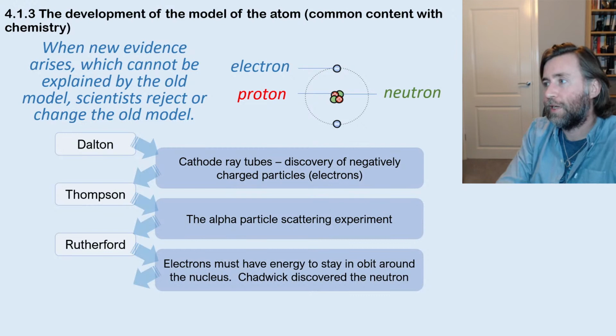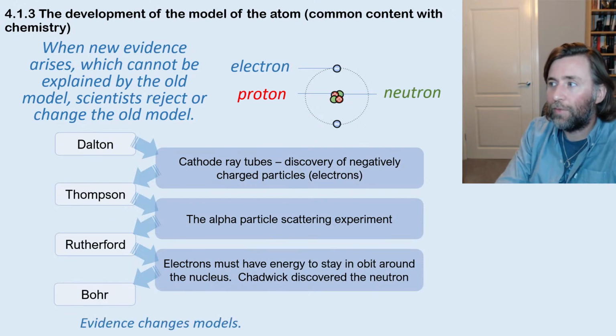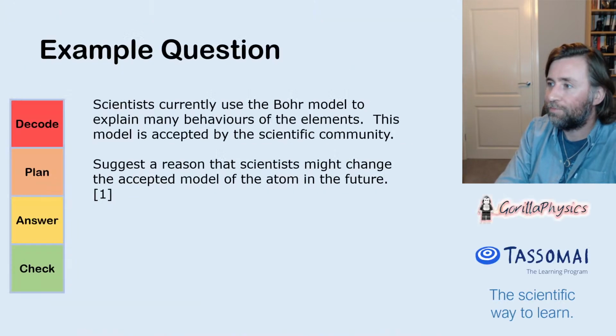So he talked about the electrons having energy. And also there was Chadwick who did some experiments to discover the neutron. And now we have the Bohr model that we use today. Remember, evidence changes models. You don't need to describe Chadwick or Bohr's evidence, it's just important to remember.